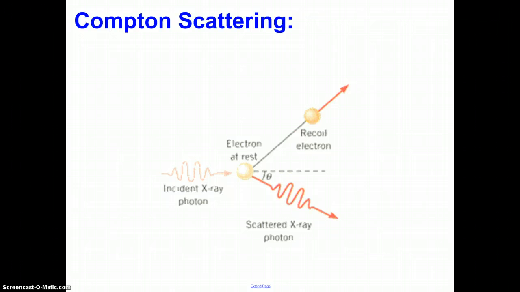Just to give you the big picture here, in order to say that light acts like a particle, that means it should do things that particles do, like conserve momentum and conserve energy. Compton was the one that was able to prove that, and we're going to show you how he did that.